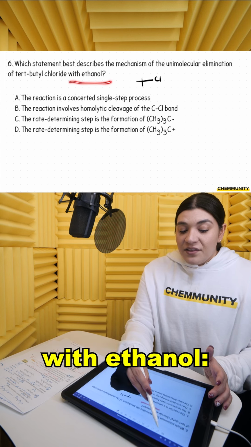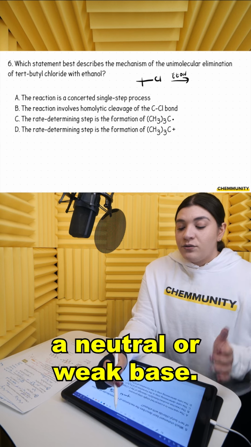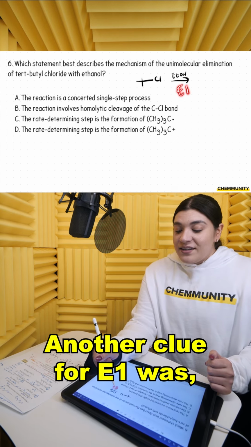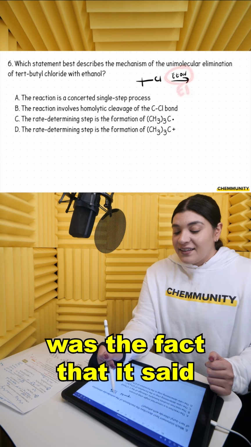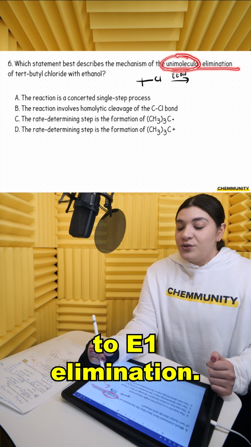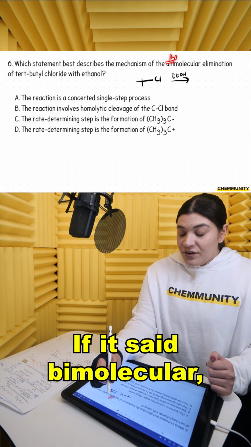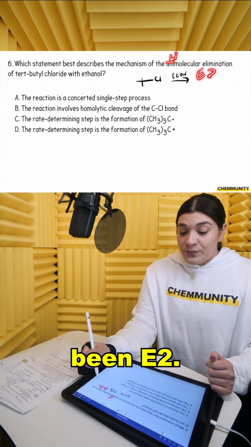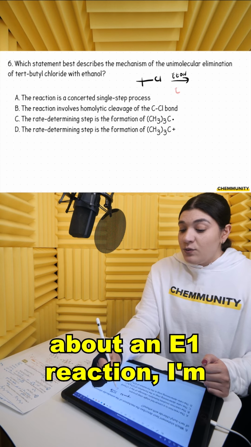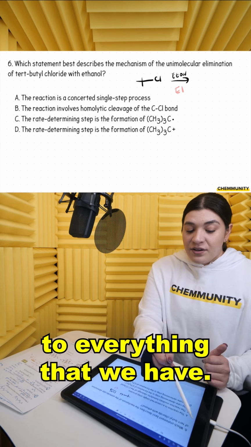Another thing here with ethanol, I know ethanol is going to be a neutral or weak base. Another clue for E1 was the fact that it said unimolecular. Unimolecular refers to E1 elimination. If it said bimolecular, then that would have been E2. Now that we know that this is talking about an E1 reaction, I'm going to apply this to everything that we have.